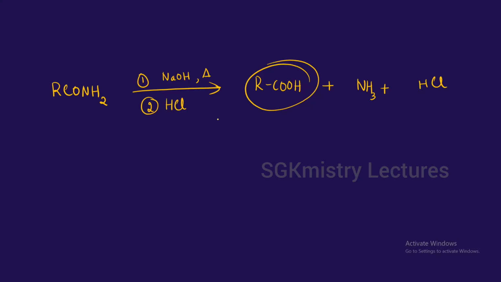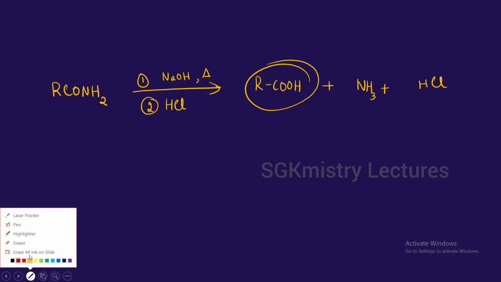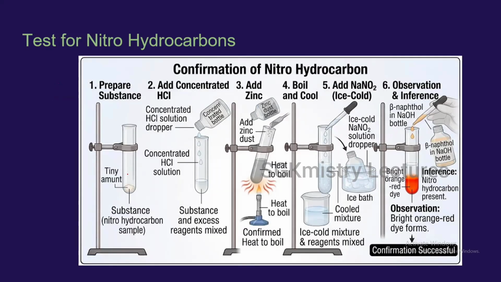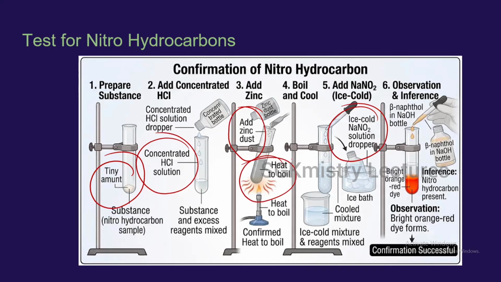So next is with respect to the nitro hydrocarbon. How are we going to test for the nitro compound? First of all, you're going to take the compound and add the concentrated HCl solution. Along with that, you're going to add the zinc dust. Whenever we speak about zinc in the presence of concentrated HCl, we know that a reduction reaction takes place, correct? Now you're going to boil the contents of the test tube, cool it, and then add ice cold solution of sodium nitrite. Then you're going to perform the coupling reaction by making use of beta naphthol in NaOH.